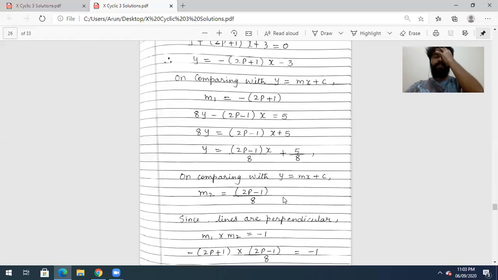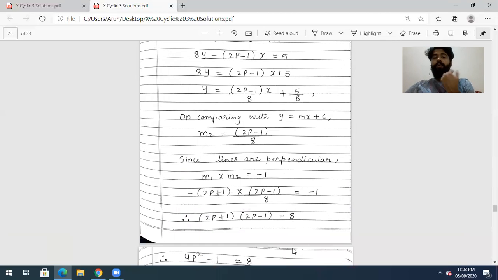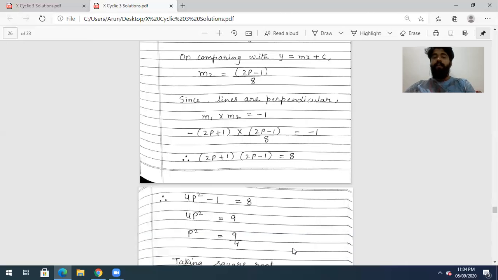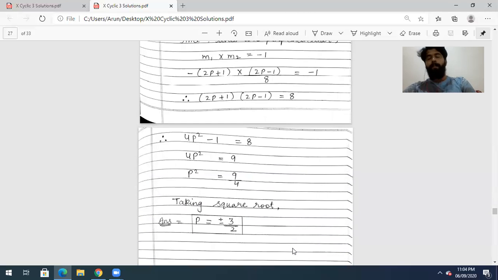Now since the lines are perpendicular, m1 into m2 is equal to -1. So -(2p + 1)(2p - 1)/8 is equal to -1. Minus minus cancels. (2p + 1)(2p - 1) is equal to 8. We're going to use (a + b)(a - b) = a² - b². So 4p² - 1 equals 8. 4p² equals 9. p² is equal to 9/4. Taking square roots on both sides, we get p is equal to plus or minus 3/2. So I hope you've understood. Pretty straightforward, pretty simple question.